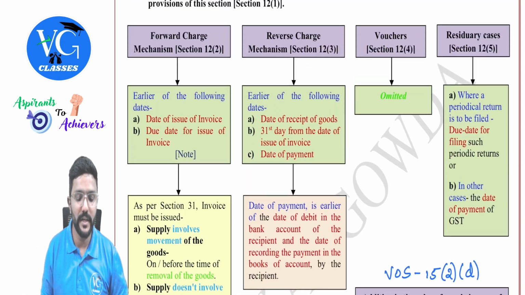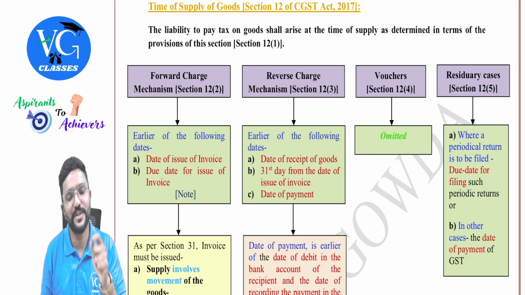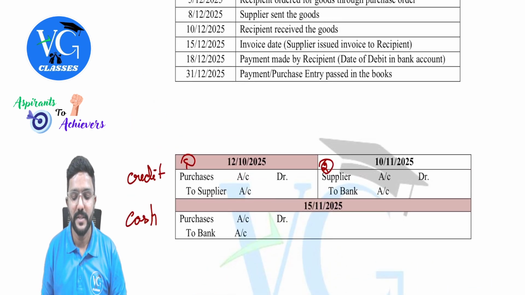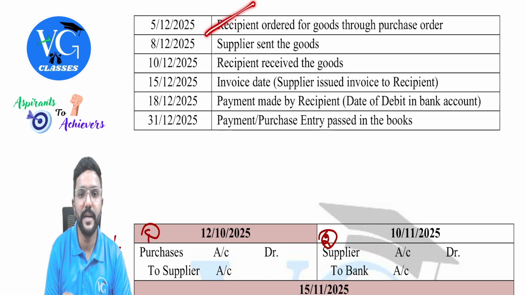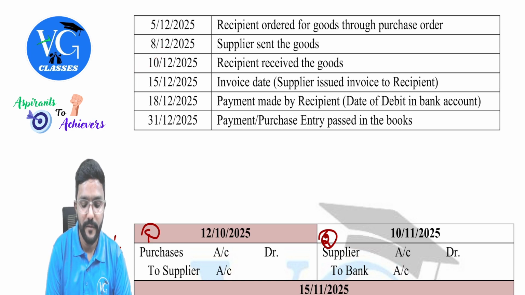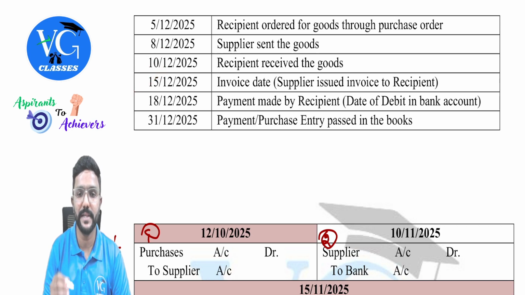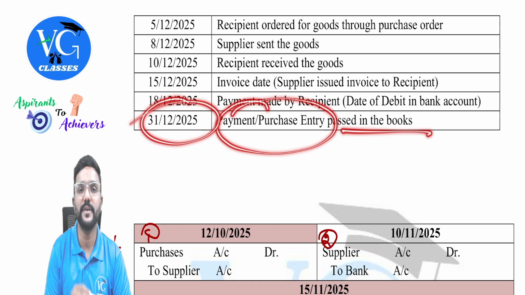Fine. So we are done with the time of supply of goods, guys. And you may ask, sir, why is all this required? Because to give clarity. Assume there are different events happening on different dates. The recipient ordered the goods through a purchase order on 5th December. Then the supplier sent the goods on 8th December. Then the recipient received the goods on 10th December. And the invoice is issued on 15th December. And payment is made by the recipient, that is, the date of debit in the bank account is 18th December. Then the purchase entry is passed in the books on 31st December.